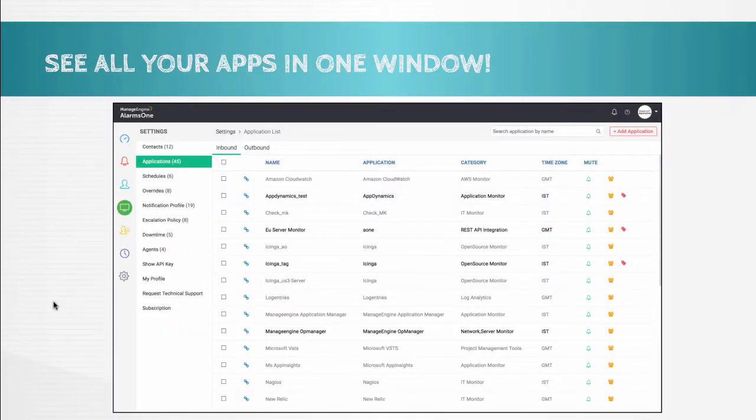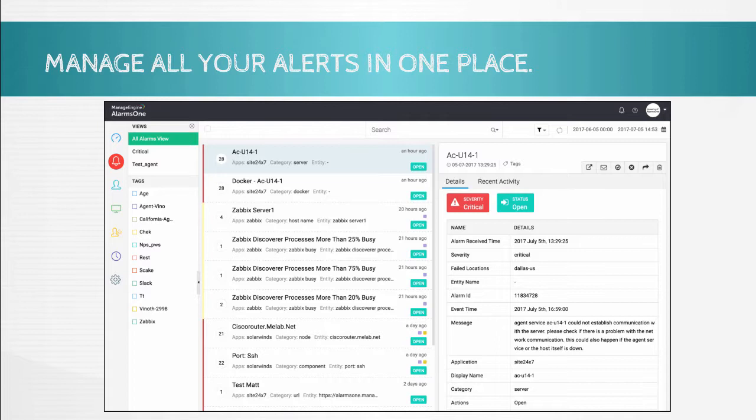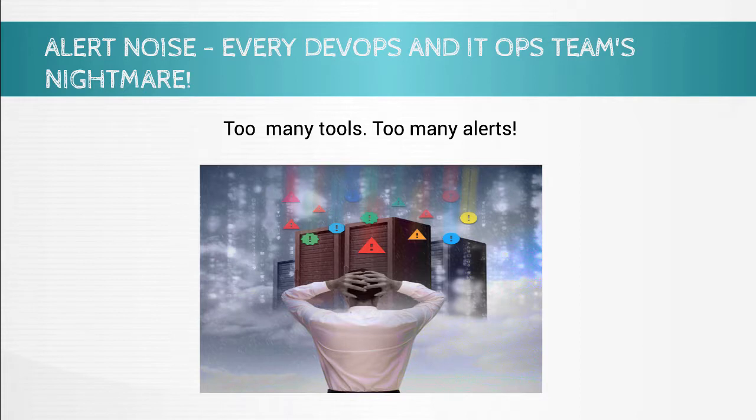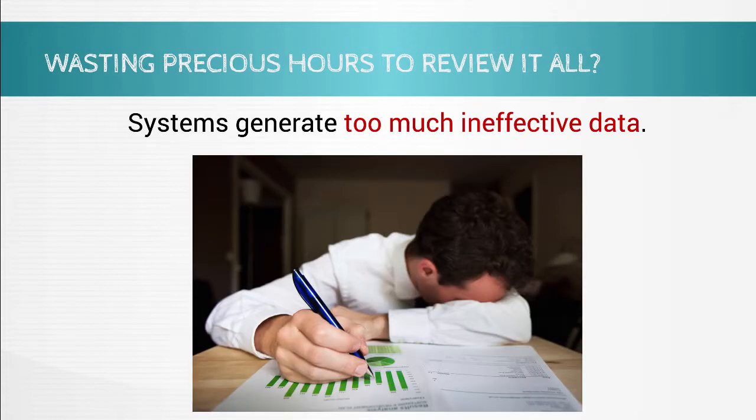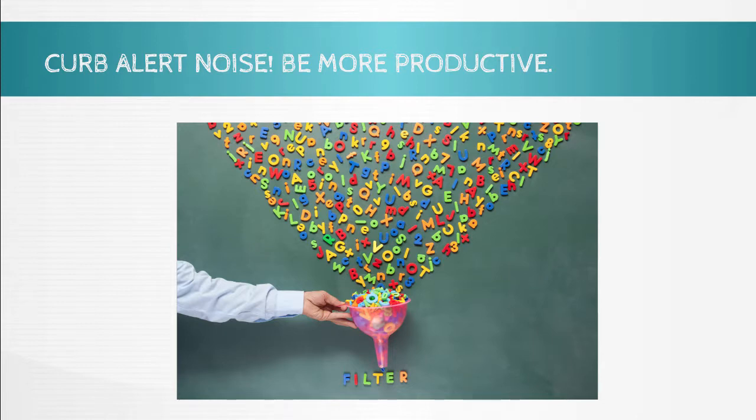So this is the window where you can see all your applications. We have integrated a few applications here. You can view all the alerts from these applications in one window. Here we have alerts from Site24/7, Zabbix, SolarWinds. So when too many alerts from too many tools come in one place, there is a problem of alert noise. But in AlarmsOne, we have a provision to filter these alerts based on multiple criteria that the user can define. And this filtration helps eliminate the ineffective data that these systems generate, so that you don't have to waste your time on redundant alerts.